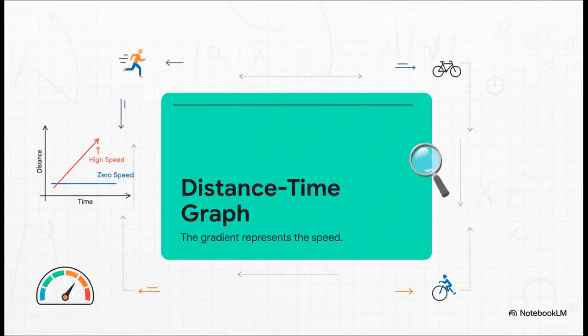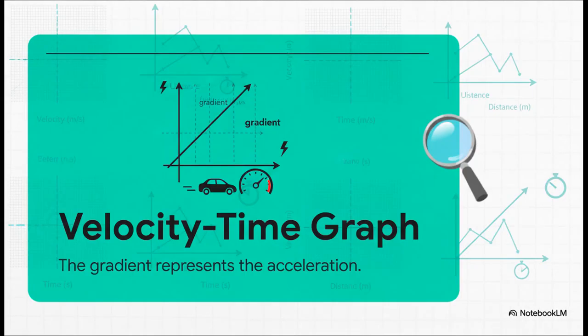Right. On a distance time graph, the gradient tells you the speed. That's it. A steeper line means you're going faster. A totally flat, horizontal line, well, that means the distance isn't changing, so the speed is 0. You're standing still. Now be careful here. This is a classic mistake.